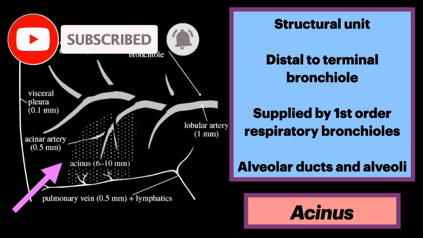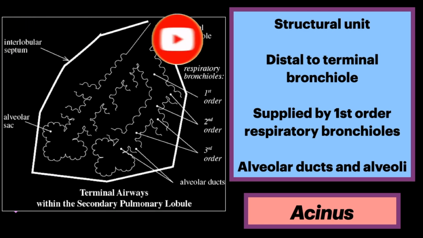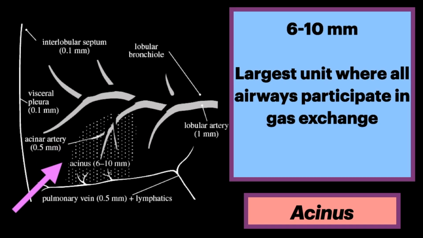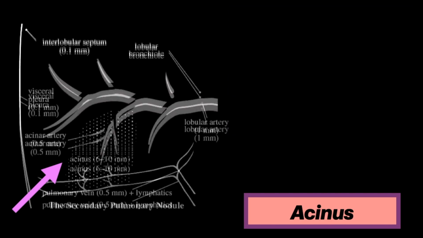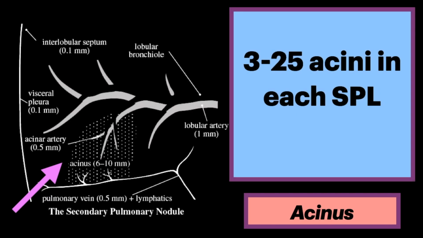distal to a terminal bronchiole. It's supplied by a first-order respiratory bronchiole. It contains alveolar ducts and alveoli. It is the largest unit in which all airways participate in gas exchange and is approximately 6 to 10 millimeters in diameter. One secondary pulmonary lobule contains between 3 and 25 acini.